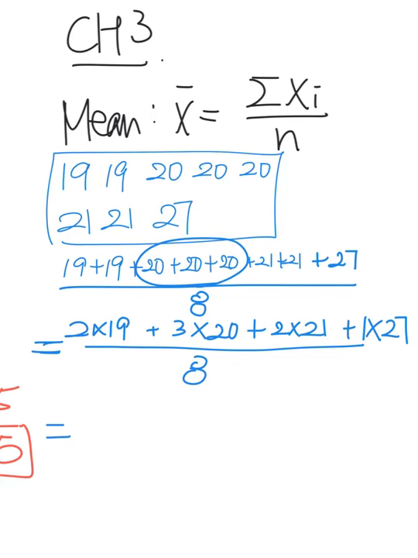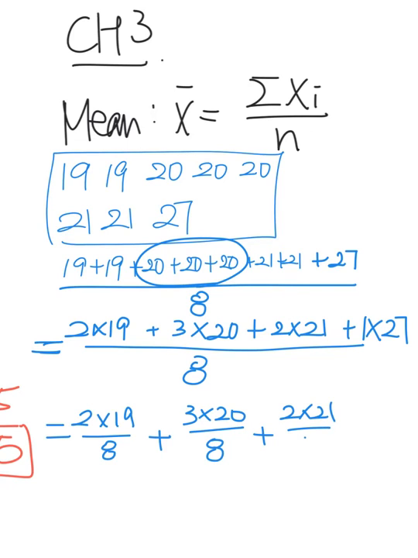So now, one more time, I can split each one. I mean, 2 times 19 over 8 plus 3 times 20 over 8 plus 2 times 21 over 8 plus 1 times 27 over 8. Can I do that? Because now the 8 is a common denominator. So sometimes we can merge them together with the same denominators, but sometimes we can split, like this way.